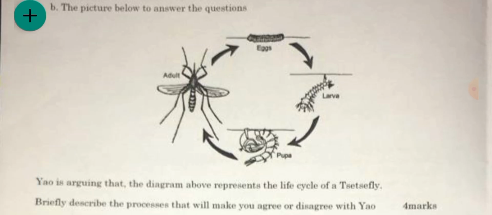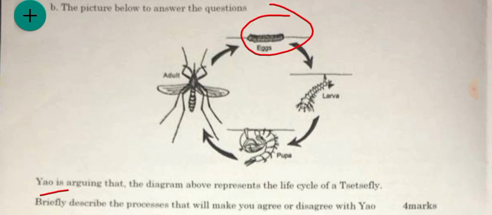So Yao is arguing that the diagram above represents the life cycle of a fly. Briefly describe the processes that will make you agree or disagree with Yao. Okay, so first of all, this is actually not the life cycle of a fly. So these are the points that will make me disagree with Yao.